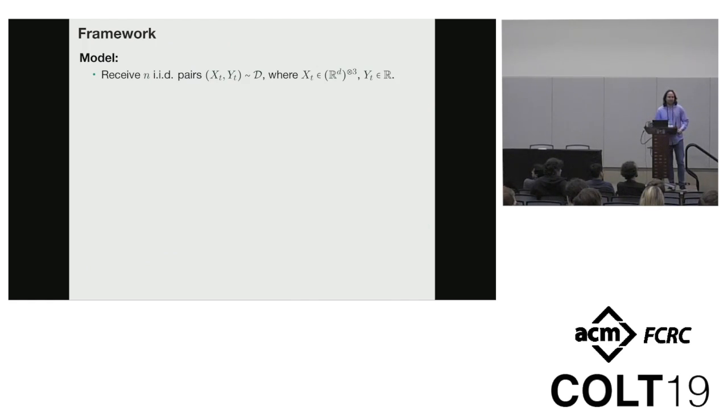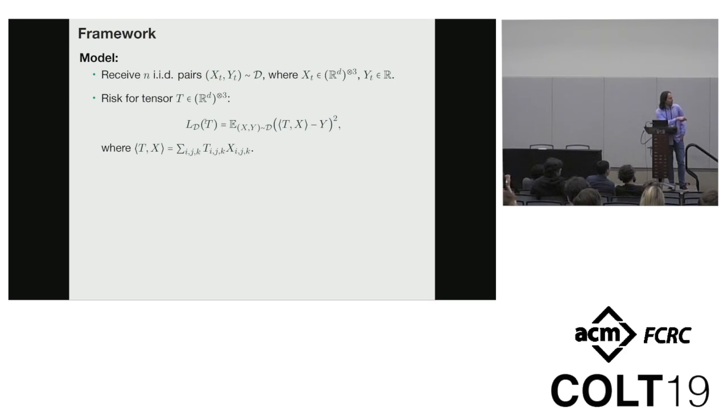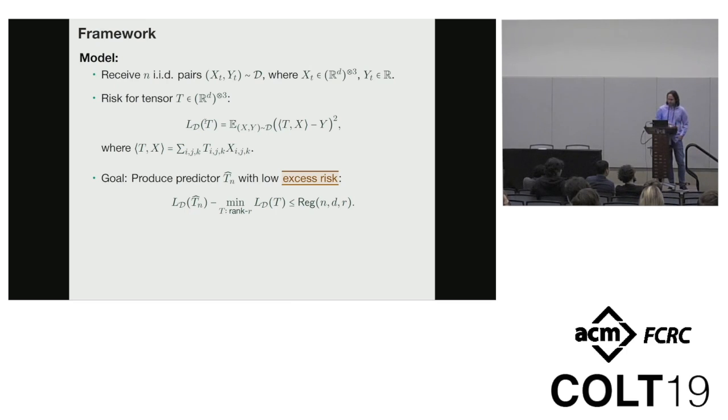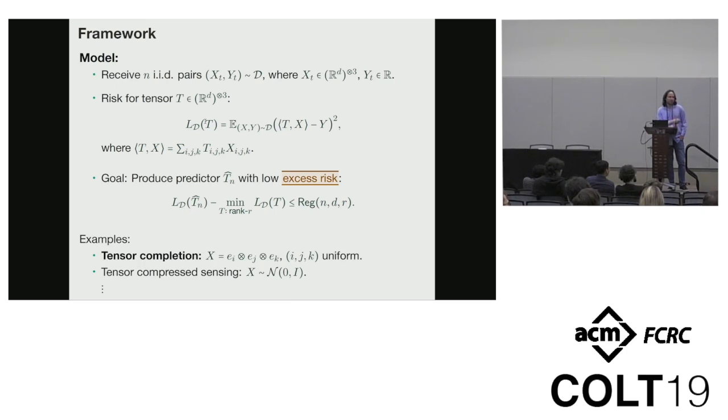So the way we'll formalize this is as a special case of a general tensor regression framework. Here we're going to get n feature target pairs IID, and features for us are just d by d by d tensors. For any particular tensor, we'll measure risk via squared prediction error for the targets. And what we'd like to get is an excess risk bound. So we'd like to produce a predictor T hat whose loss is small relative to the loss of the best rank R tensor. In the tensor completion setup, this is just a special case where the observations are random indicators for the entries we've observed.